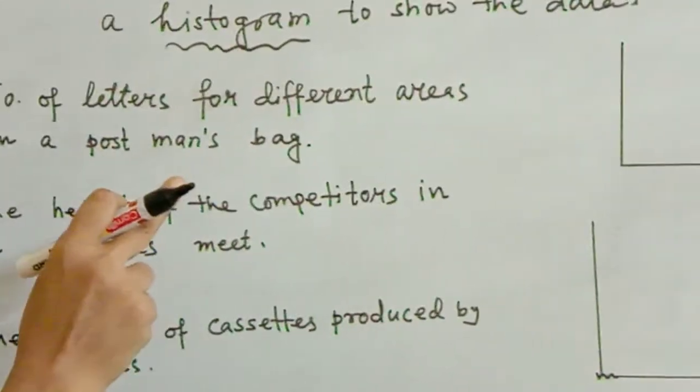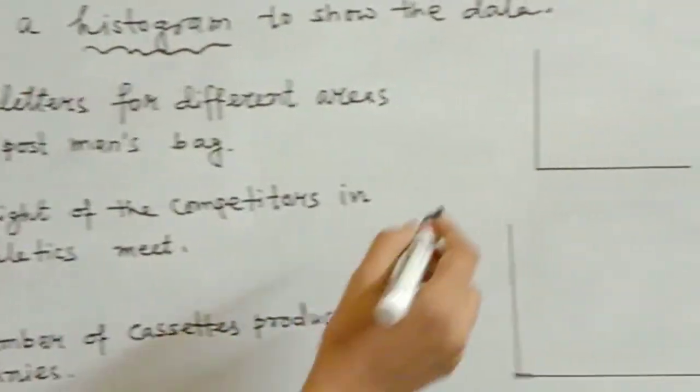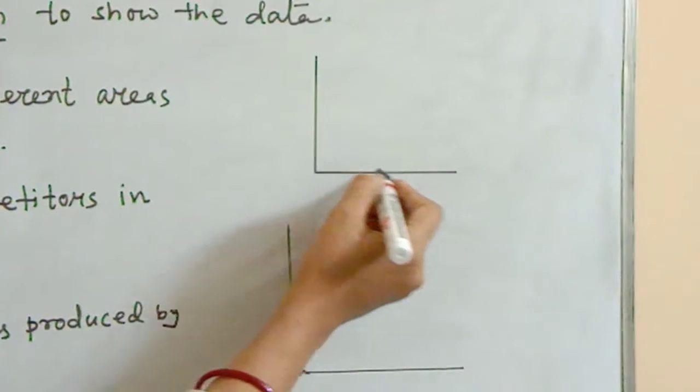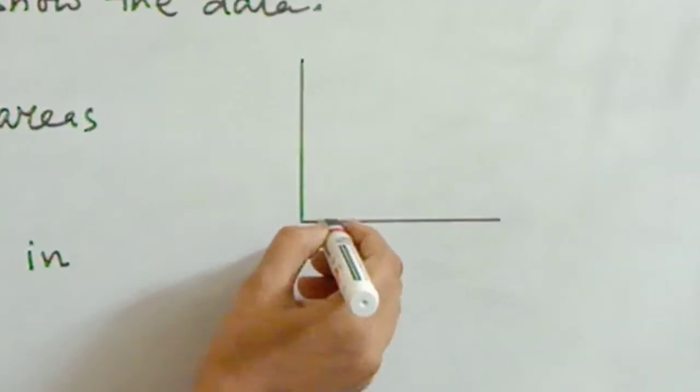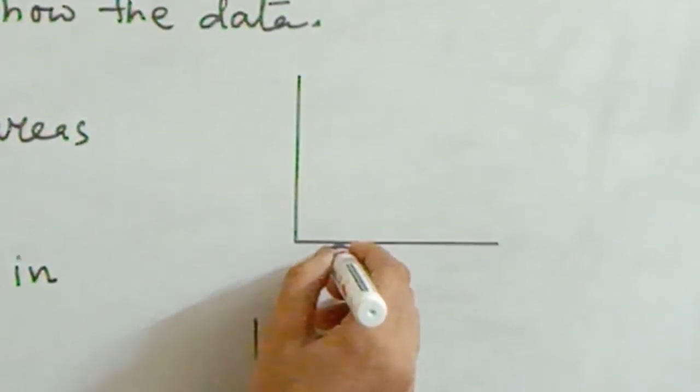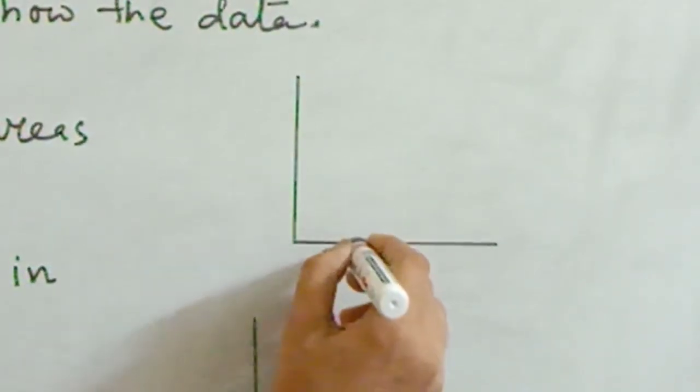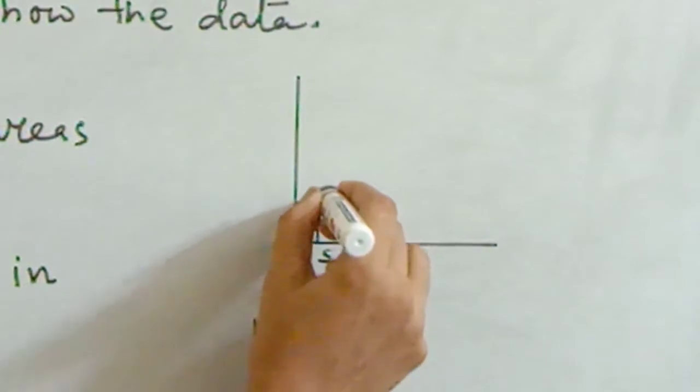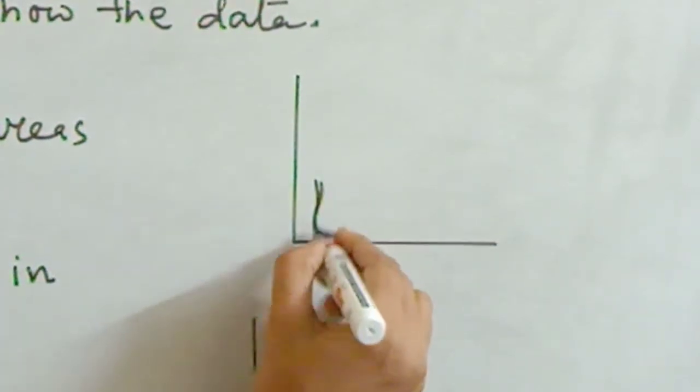Say we are going to draw the graph here. In the postman's bag, some letters are from, say, Siliguri. These are the letters from Siliguri.